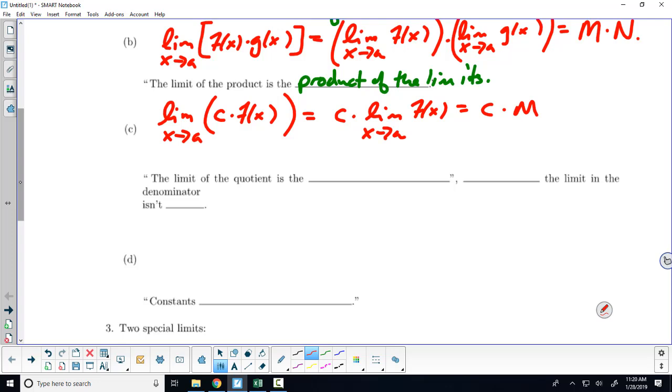What on earth? Okay. Well, what did I do with that letter c, that constant? I pulled it out of the limit. Okay? I'm going to have to switch these two on you. Sorry about that. We've just said that constants factor out of limits.